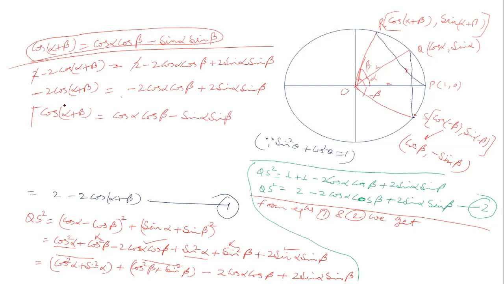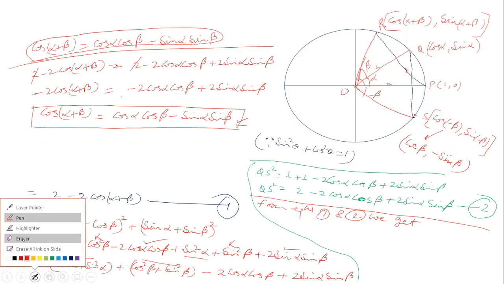So this is the proof of the cosine of the sum of two angles. That is, cos(alpha plus beta) is cos alpha cos beta minus sin alpha sin beta. Using this we can find out cos(alpha minus beta). How can we find out? Let's see.